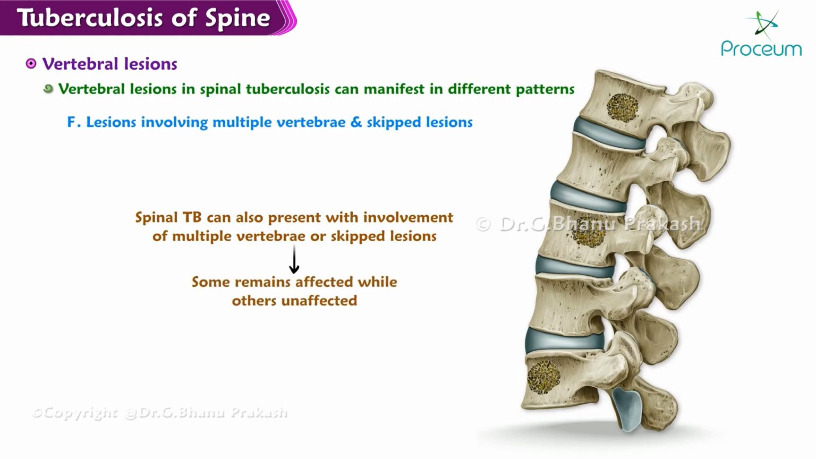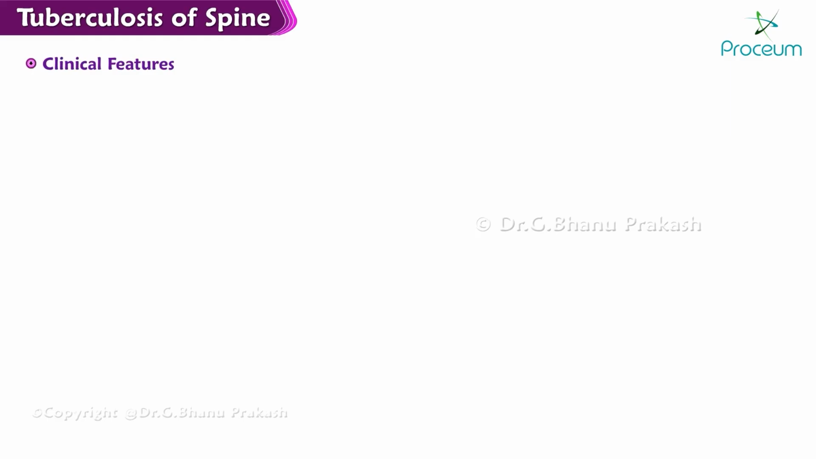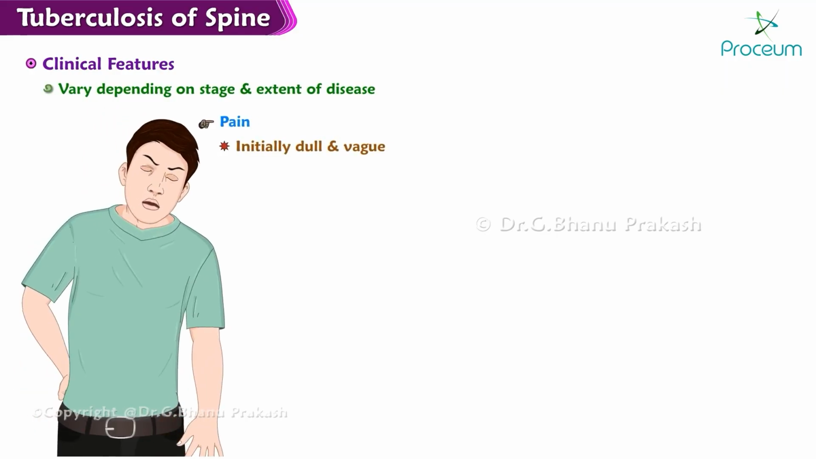Clinical features. The clinical features of spinal tuberculosis, Pott's disease, can vary depending on the stage and extent of the disease. Common clinical manifestations include pain. Initially, the pain is dull and vague, but it gradually becomes more severe and constant.